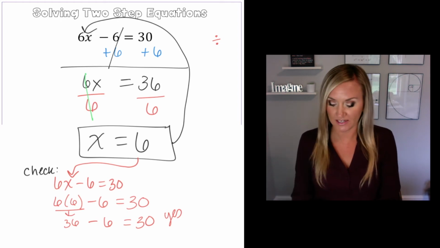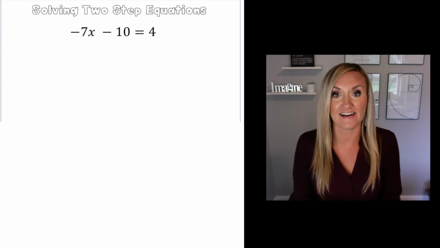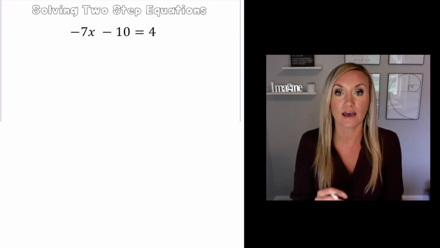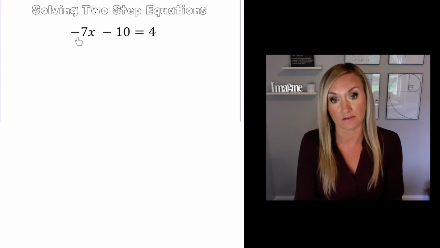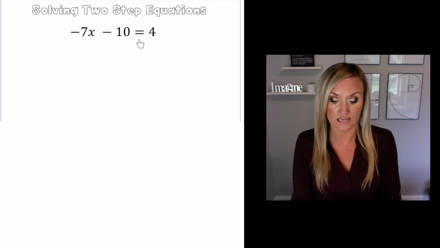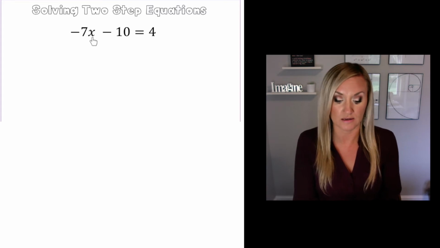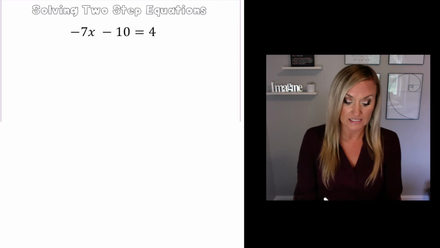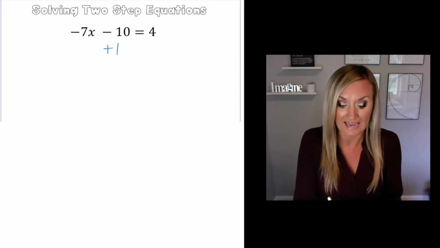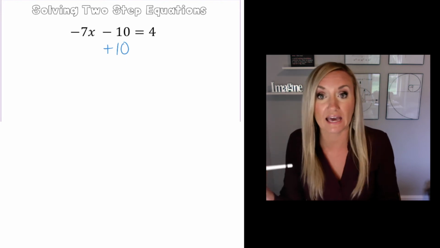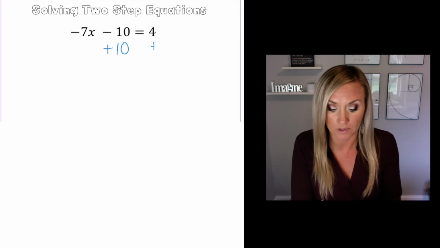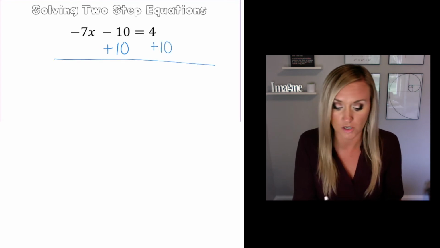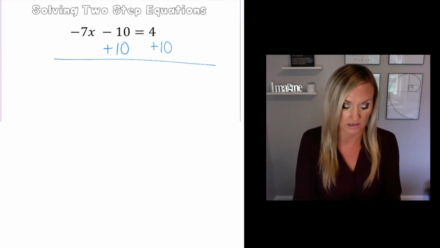Okay, let's take a look at example 2. All right, so we would like to get x by itself. We have the 7, the negative 7, and the 10 on the same side of the equal sign with the x. So we're going to move the 10 first, and since it is a negative 10, we are going to add 10. Now we have to add it to the other side of the equal sign, so we have to add it below the 4. Draw a straight line across, and let's go ahead and do that math.